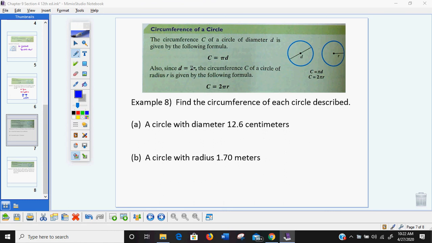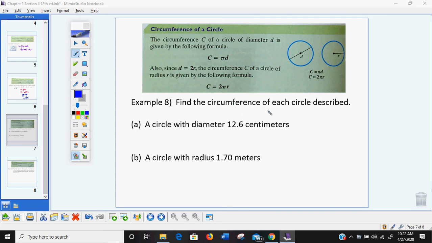Now we're going to do a couple of examples with circles. There are two things you can find with the circles. The circumference of the circle is the outside. There's two formulas. If you're given the diameter, which is the distance across the circle, you use pi times diameter. If you're given the radius, because the radius is half the diameter, you would double it, 2 pi r.